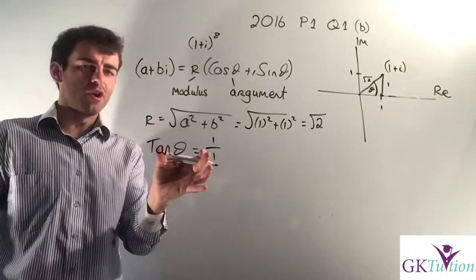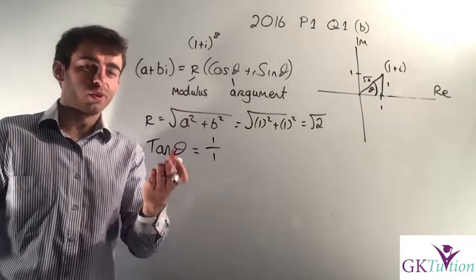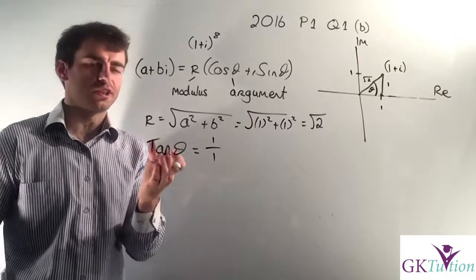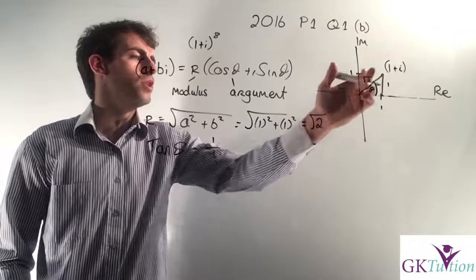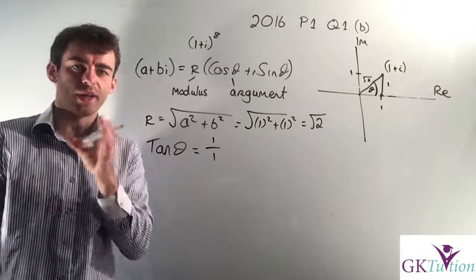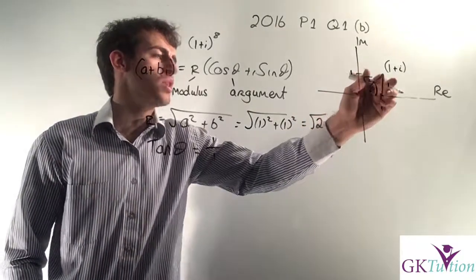So I want you to just notice one thing there, that actually we know all three sides of the right angle triangle. So we could have used sine, cos, or tan. But you should always use your tan just in case. Because remember, you want to avoid using the square root of 2 just in case you've made a mistake previously working out your modulus.